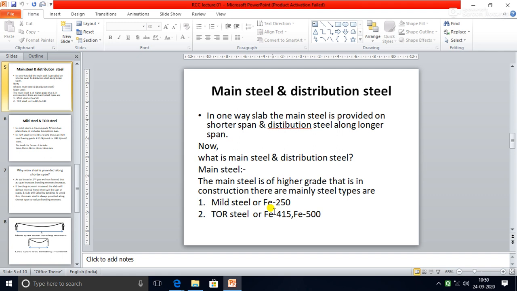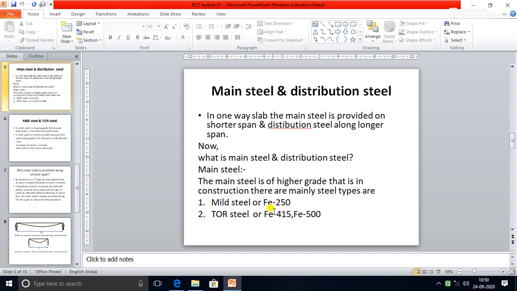That mild steel is denoted by Fe250, and here 250 is the characteristic strength of mild steel, that is Fy is equal to 250 Newton per mm square. We can denote mild steel by Fe250, or Fe250 means the mild steel.